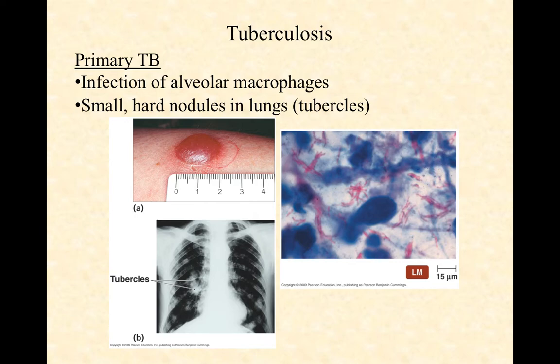If someone has a positive test, then we do a chest x-ray and we look for tubercles. If we see tubercles, then we get a sputum sample and we do an acid-fast stain, and if we see red bacilli in the sputum, then we give that person a diagnosis of primary tuberculosis. This is an active form of tuberculosis. They are contagious. They are generally very sick and weakened and need to be treated.